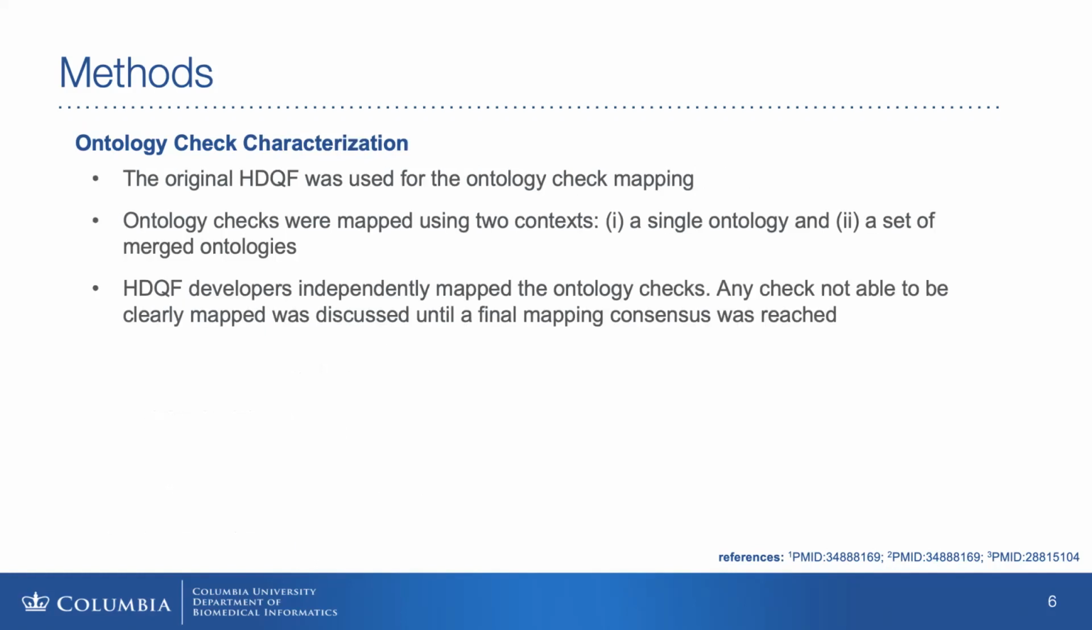For ontology check characterization, the developed ontology checks were aligned to the HDQF. The checks were aligned under two contexts, for a single ontology or a set of merged ontologies. The HDQF developers then independently mapped the ontology checks, and any check not able to be clearly mapped was discussed until the final mapping consensus was reached.